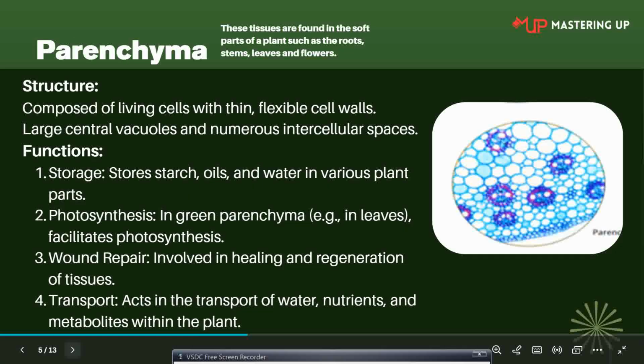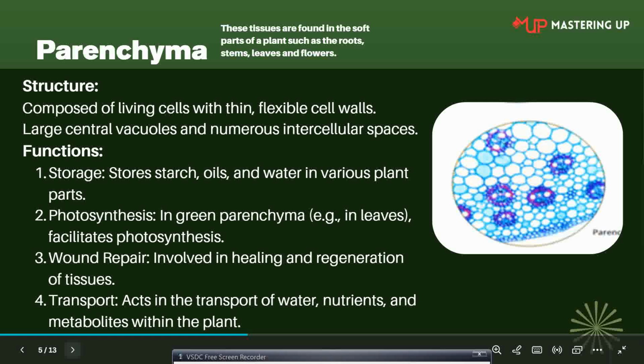These tissues are found in the soft parts of the plants, such as roots, stem, leaves and flowers. Parenchyma will be present in the loose, soft parts of the plants. Let's start with the structure. It is composed of living cells with thin flexible cell walls, large central vacuoles and numerous intercellular spaces. That's why they are flexible and thin, and present in the soft parts.